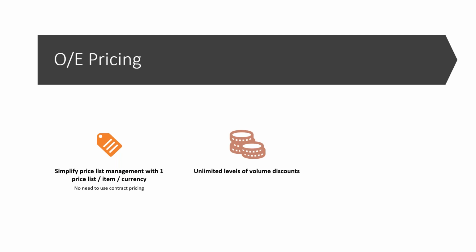to the whole situation. So with the pricing module, the goal is to actually simplify price list management with one single price list, one base price per item per currency. And then control pricing by setting up unlimited levels of volume discounts, and also discount schemes that are applied to different customer and item groups. And the user can also set up unlimited groups for customer and item as well.